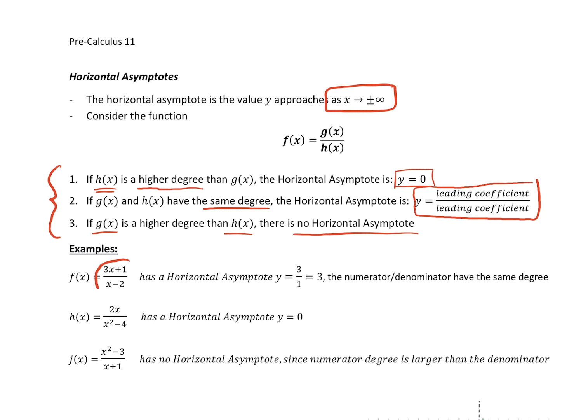So looking at an example. First one, same degree, right? Leading coefficient is a 3, leading coefficient is a 1. We don't write it. So you have a horizontal asymptote at 3. Here, denominator has a higher degree, so you have a horizontal asymptote at 0. Here, numerator has a higher degree, no horizontal asymptote.